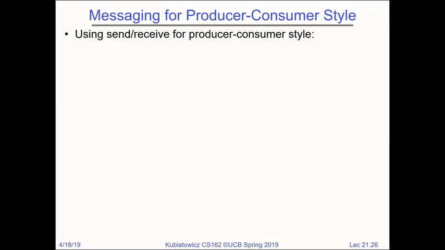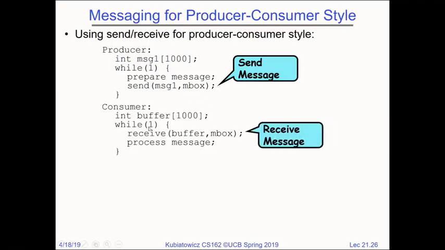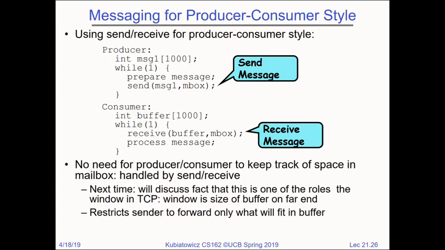Now let's talk about messaging for producer-consumer style. Let's use send and receive for a producer-consumer. Here's a producer: while one, prepare a message and send it. The consumer says while one, receive, and this is blocking in our model, so we wait until something comes in, we process it, and we get to the next one. This is, in fact, exactly the web server program that we started with at the beginning of class, so hopefully this looks very similar. There's no need for the producer-consumer to keep track of space in the mailbox because that's handled by the implementation of send and receive.